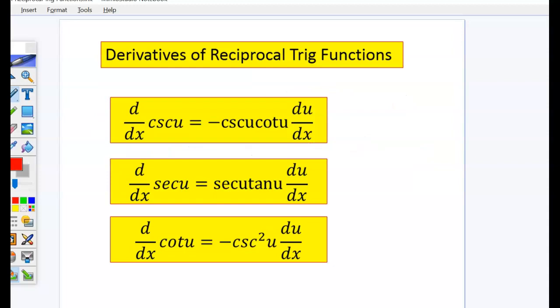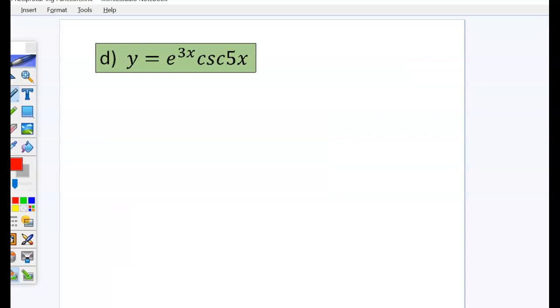Okay, so again, there's the review of all the derivatives of the reciprocal trig functions. So you can pause the video if you need to copy those down if you weren't able to get them down earlier. And let's take a look at the next one here.